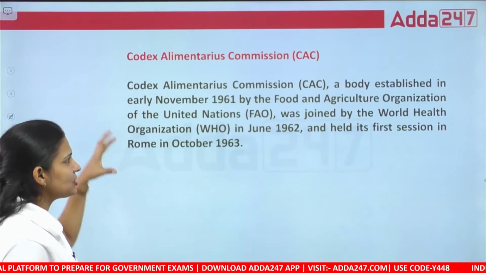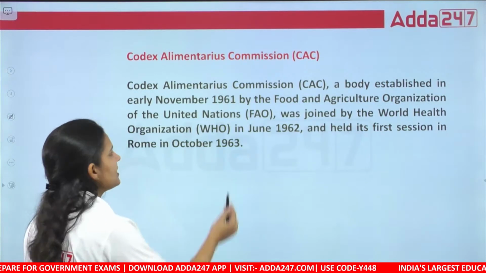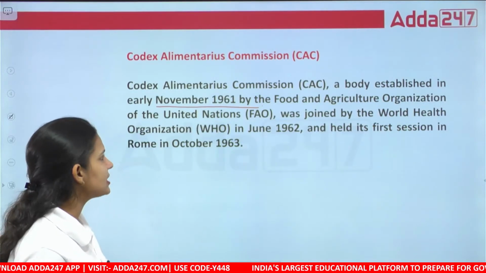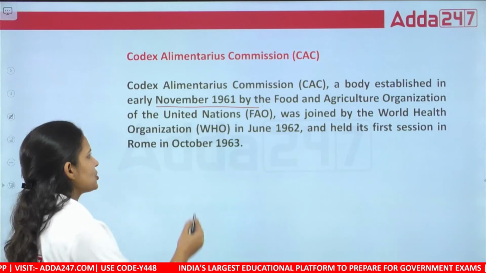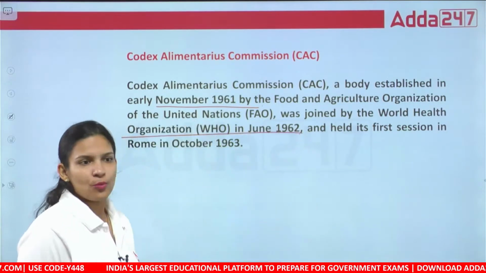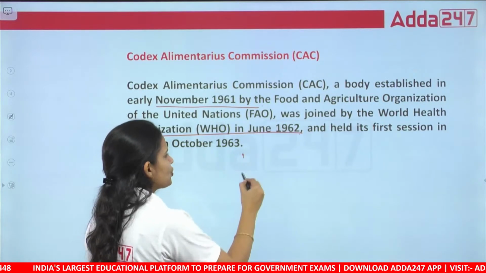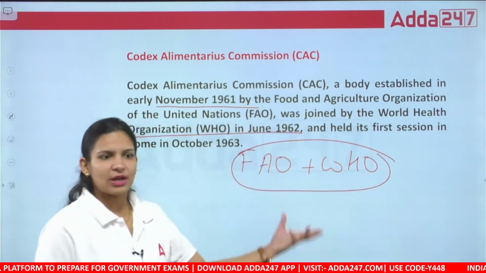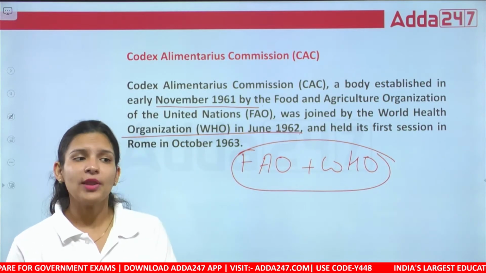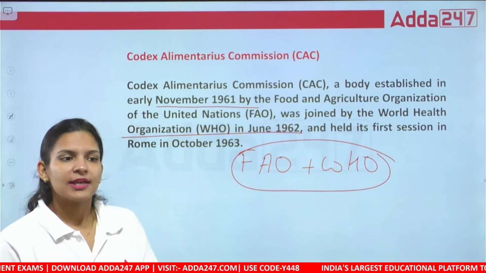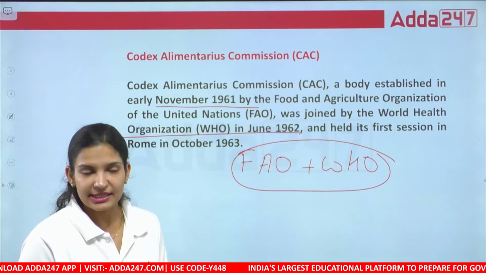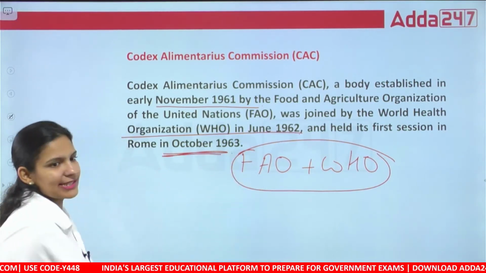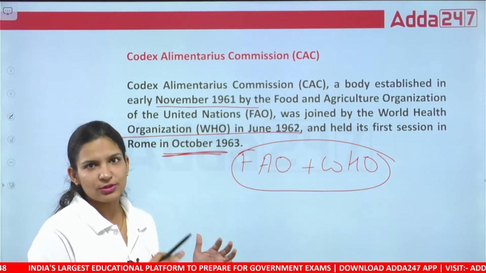Right? So the Codex Alimentarius Commission is a body established in early November 1961 by the Food and Agriculture Organization, and it was joined by the World Health Organization in June 1962. So it is a joint body of FAO plus WHO, known as the Codex Alimentarius Commission. It came into being in 1961, WHO joined it in 1962, and it held its first session in Rome in October 1963. Okay, so this is about this commission.